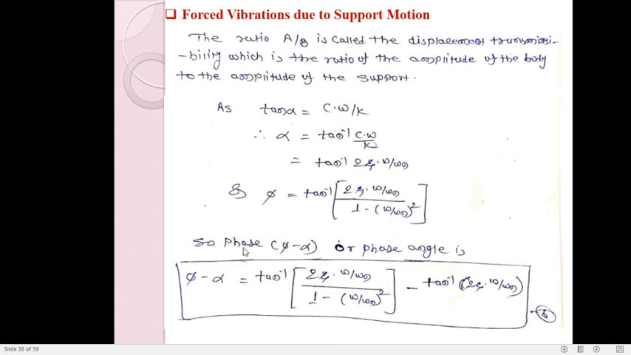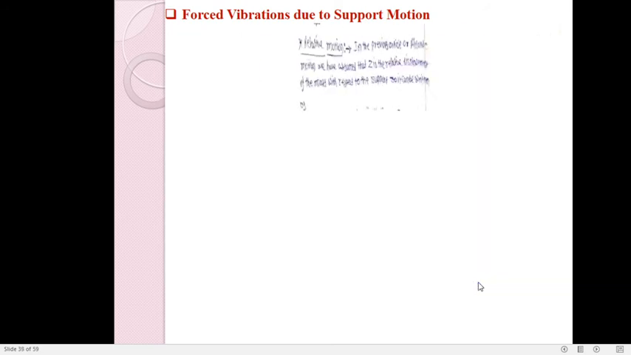So the phase angle when we consider the support motion can be given as phi minus alpha. Phi is the phase angle without considering the support motion. Alpha is another angle which is added to or subtracted from the total phase angle, and the total phase angle in case of forced vibration due to support motion can be written as phi minus alpha. Putting in the values of phi as well as alpha, we get the equation like this. Let us call this equation number 6.